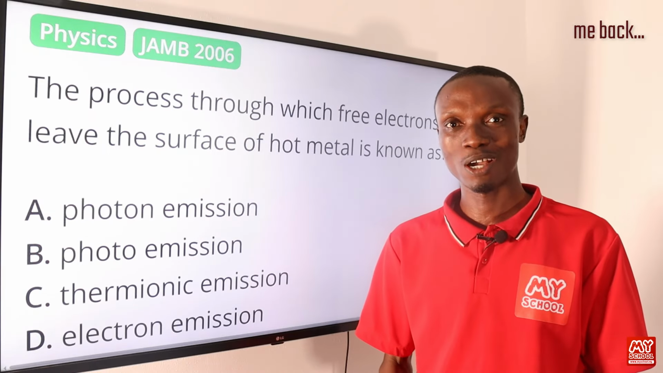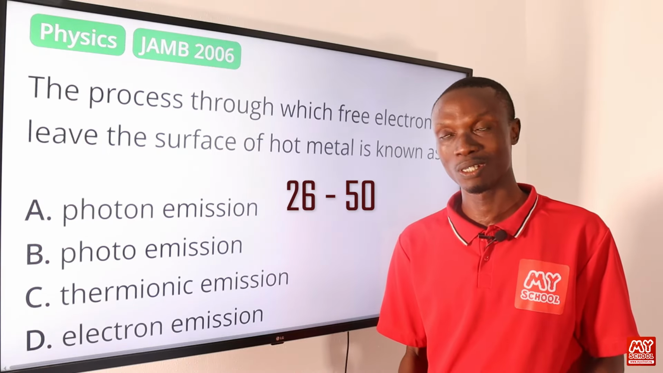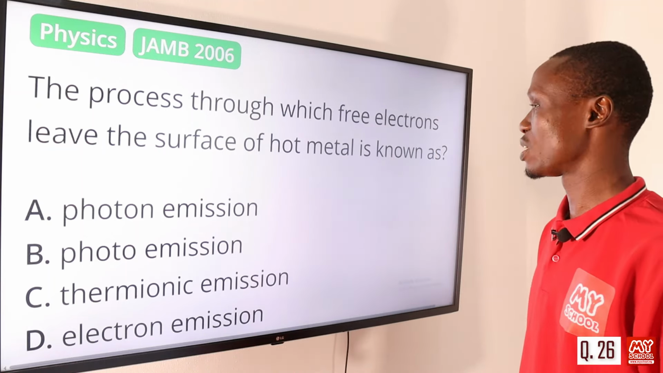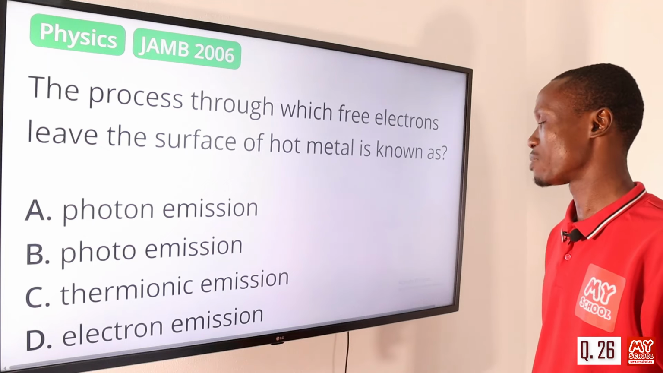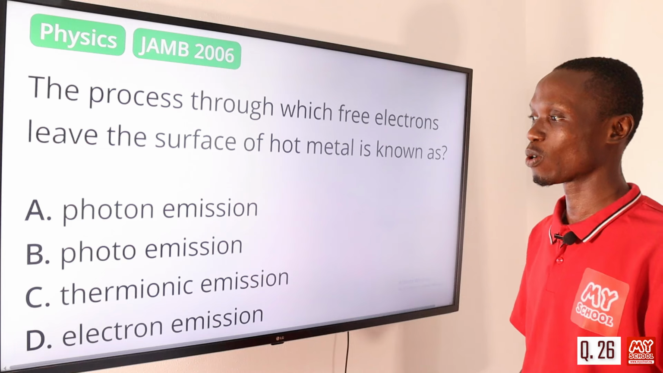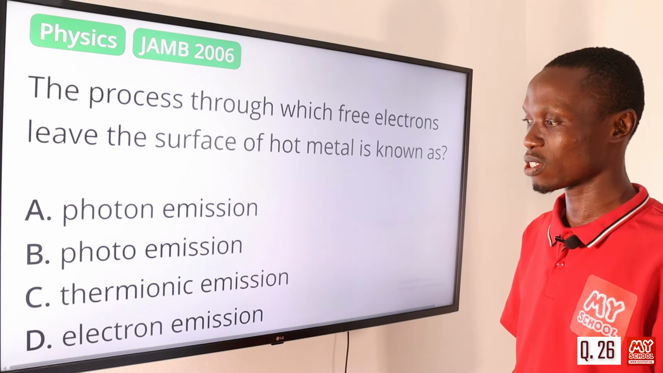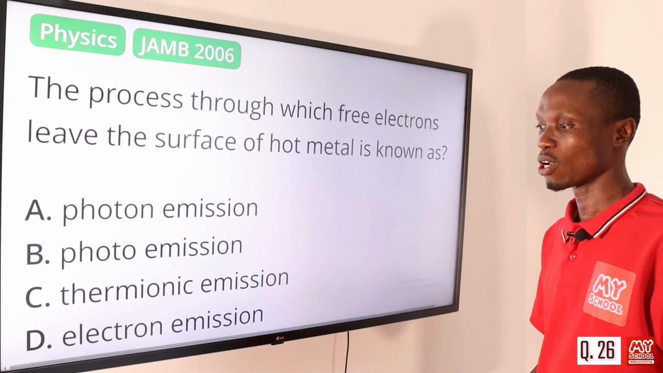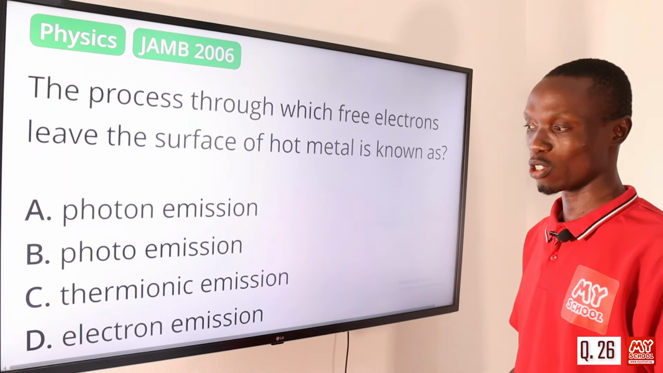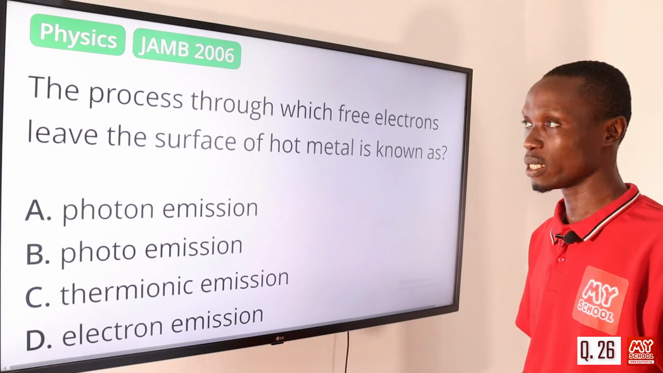In today's video, we shall be answering question 26 to 50. So let's begin with question 26. The process through which free electrons leave the surface of hot metals is known as A. Photon emission, B. Photo emission, C. Thermionic emission, while D. Electron emission. So the answer to this question is option C, thermionic emission.